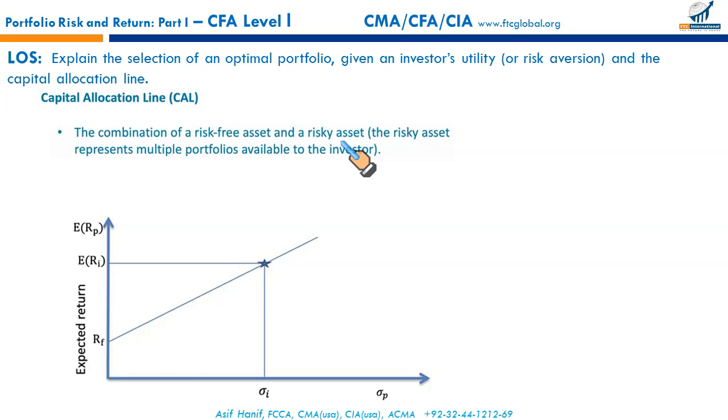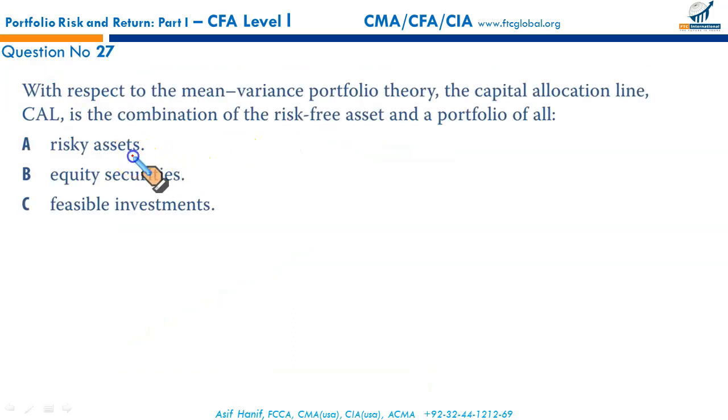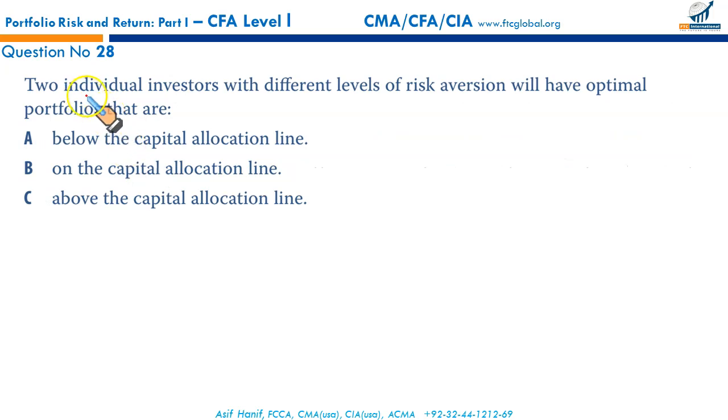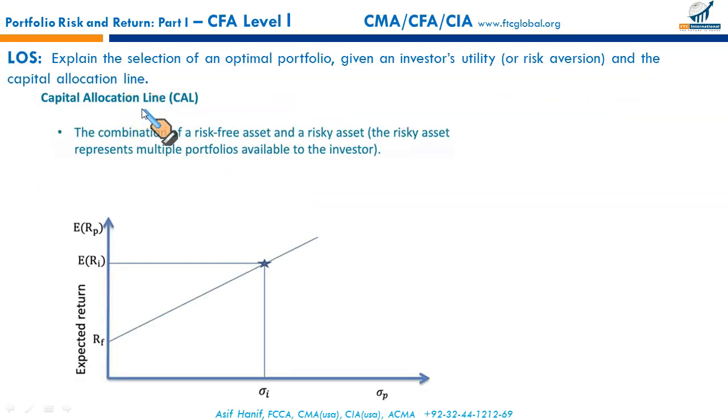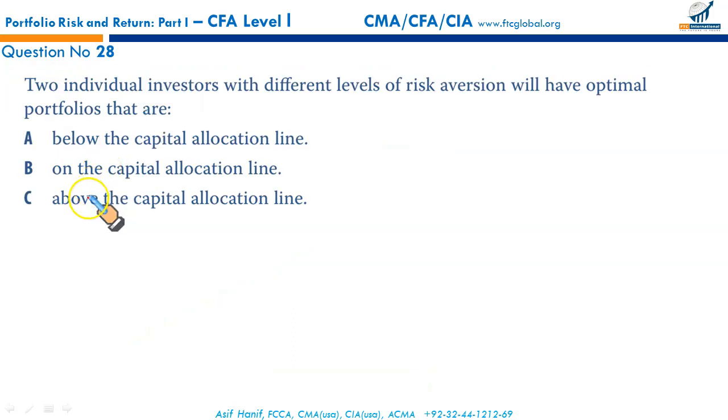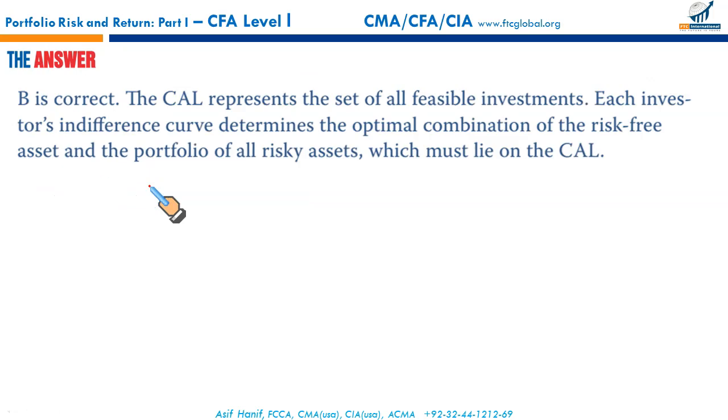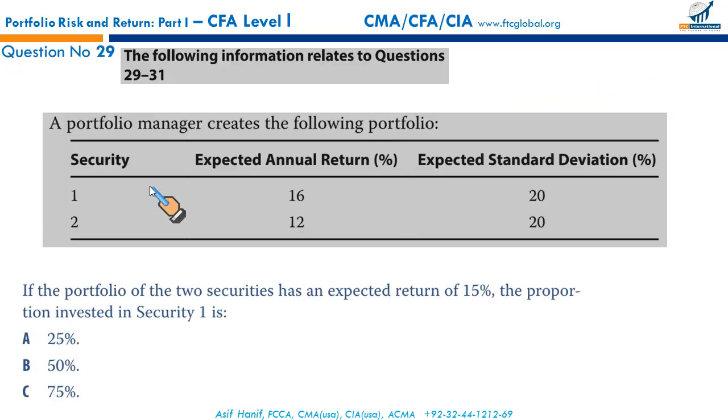So the question required that the capital allocation line combines what? Risk-free asset and a portfolio of, 3 options were given: risky assets, equity securities, and feasible investments. So we would take the one that says risky assets. Here we go. So that makes A the correct option. Next, 2 individual investors with different levels of risk aversion will have optimal portfolios that are on the capital allocation line. Not below, not above, on the capital allocation line. That is from our overview video. The straightforward B is the answer.